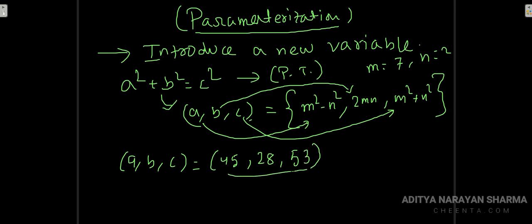So this again is a Pythagorean triplet where 45 square plus 28 square is equal to 53 square. So this essentially paves the way for a lot of calculation and a lot of answers. So obviously this is one way, but we are going to try and find how to do this.